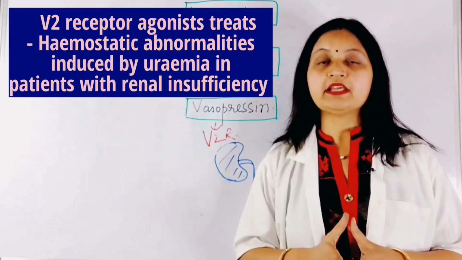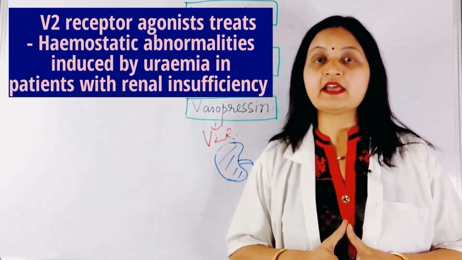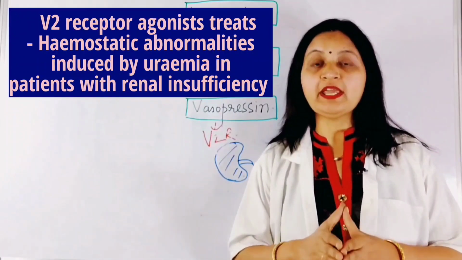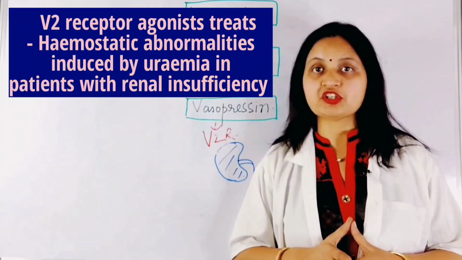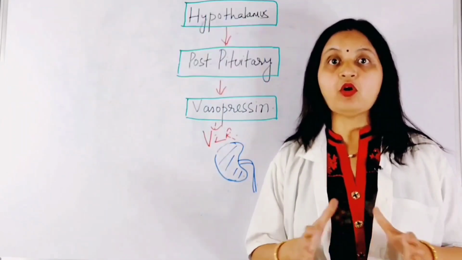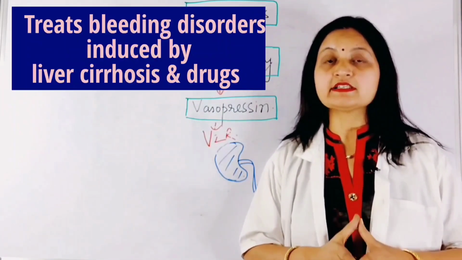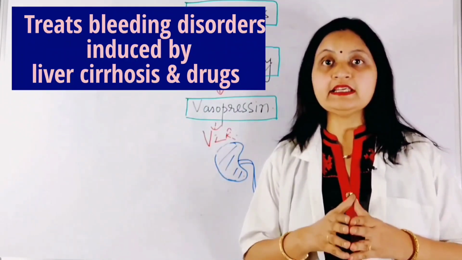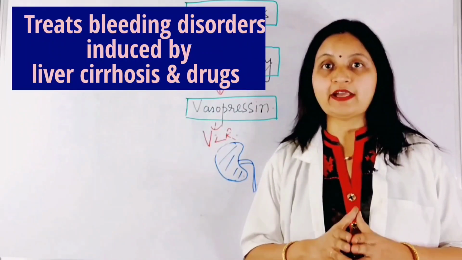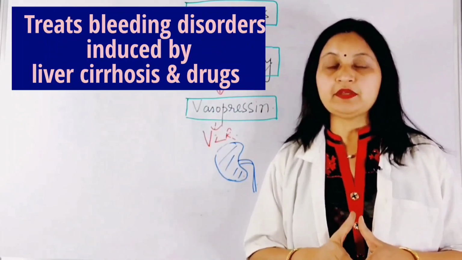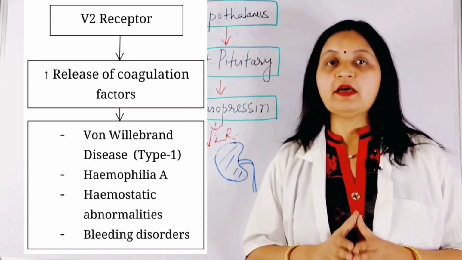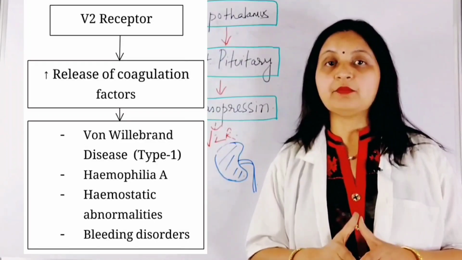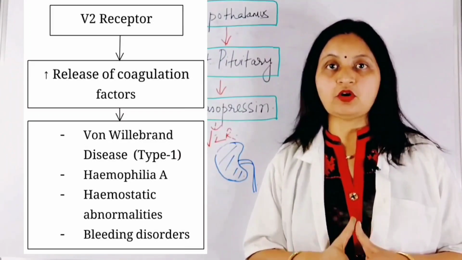The other therapeutic applications are that V2 receptor agonists can be used for the management of hemostatic abnormalities induced by uremia in patients with renal insufficiency. Anti-diuretic peptides can also be used for treating bleeding disorders that are induced by liver cirrhosis and several drugs that cause a decrease in the concentration of coagulation factors. So V2 receptor mediated therapeutic applications include management of hemophilia A, von Willebrand's disease, hemostatic abnormalities, and certain bleeding disorders.